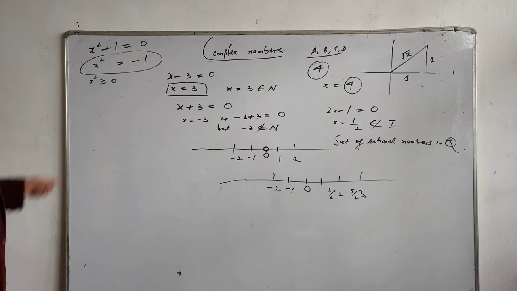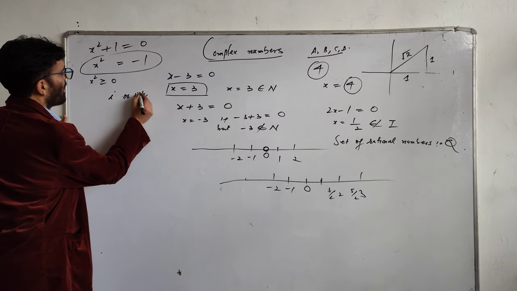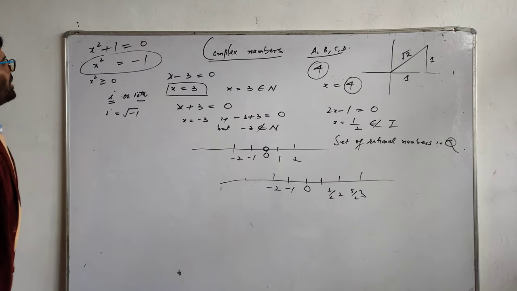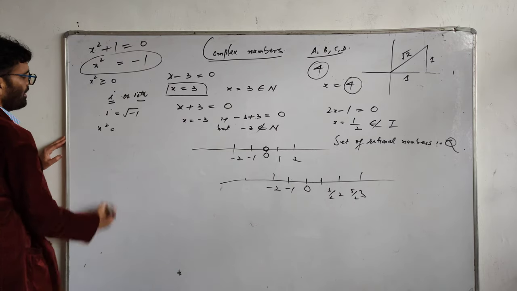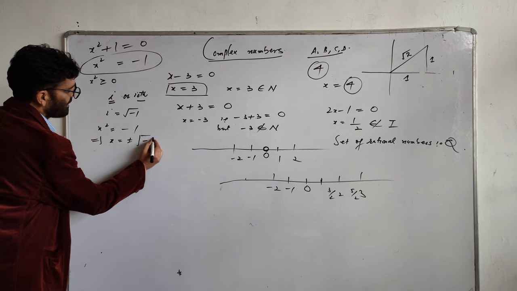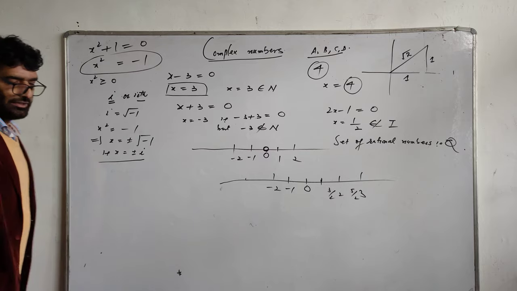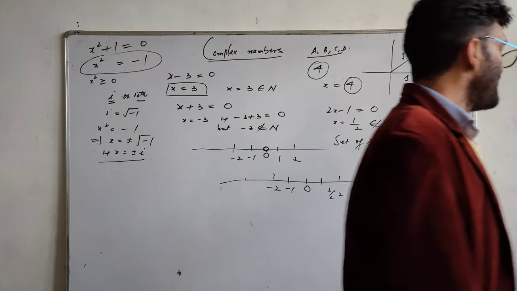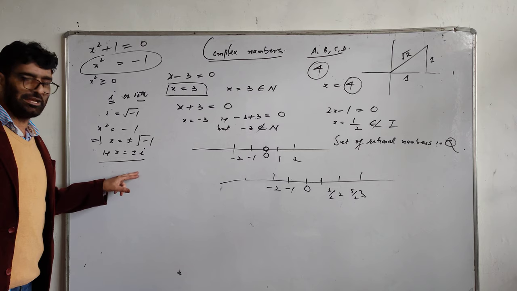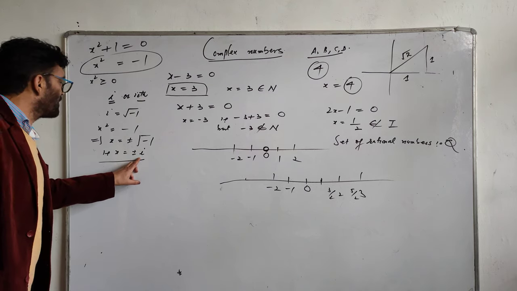So, he introduced a new symbol. That symbol was i, or iota. It is read as i or iota. That is, iota is equal to under root of minus 1. So he wrote x squared is equal to minus 1, which implies x is equal to plus or minus under root of minus 1, that is, x is equal to plus or minus iota. This iota that he introduced is called an imaginary number. But you should not understand it as imaginary in the usual sense. It is not only a number, it is actually a symbol introduced here.